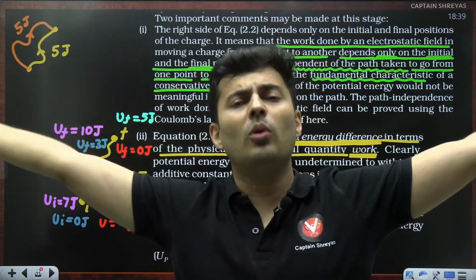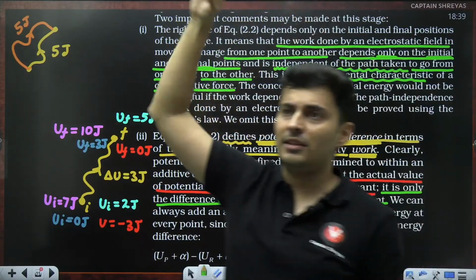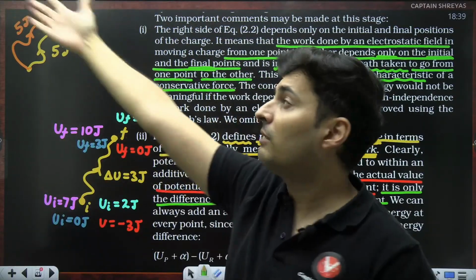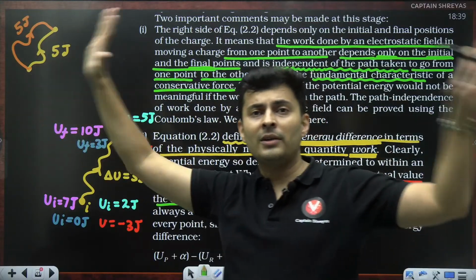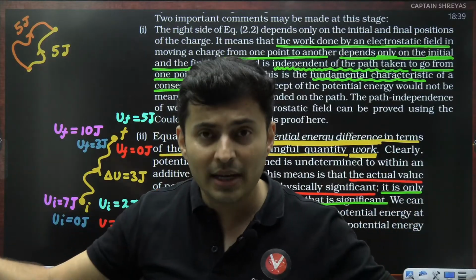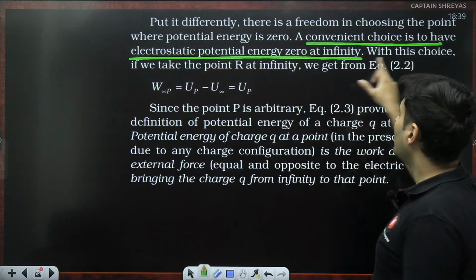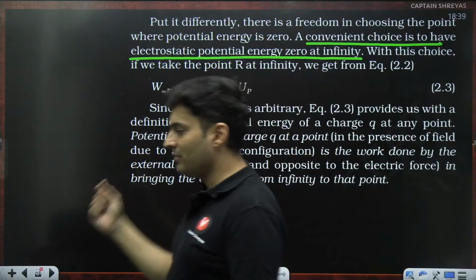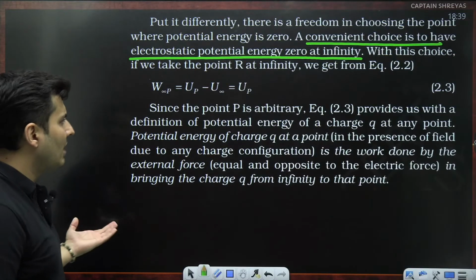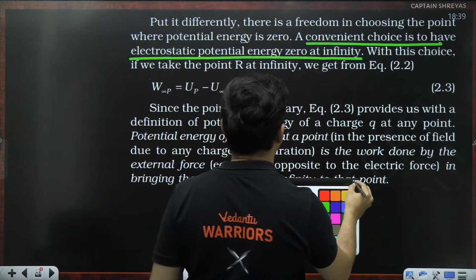The charges are so far apart. Imagine one charge is here, the other charge is lakhs and crores of kilometers away. That charge doesn't even know that charge is there. So they are so far, they do not affect each other much. And then I say, okay, now you are at 0 potential energy. That is why we have defined 0 potential energy at infinity. I hope this is absolutely clear. Since the point P is arbitrary, this provides the definition of potential energy of a charge. So finally we get the formal definition of potential energy.